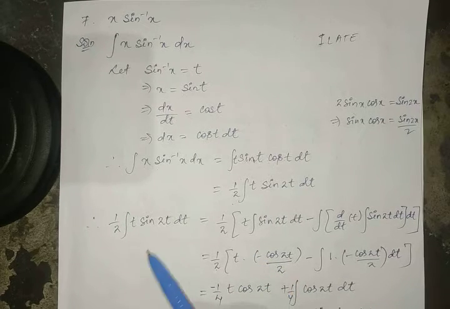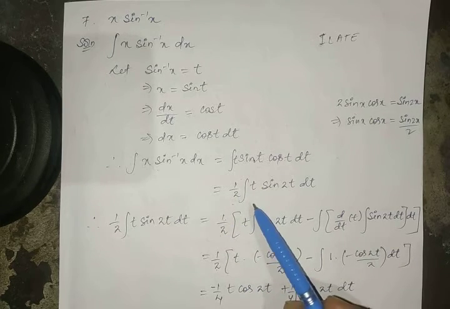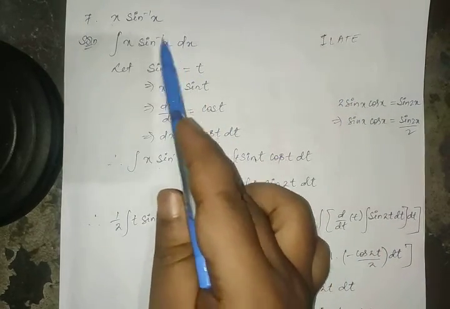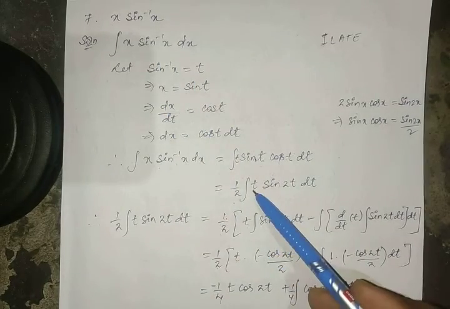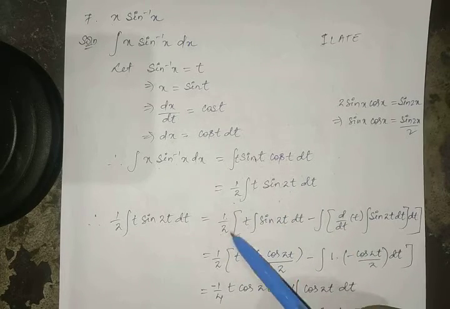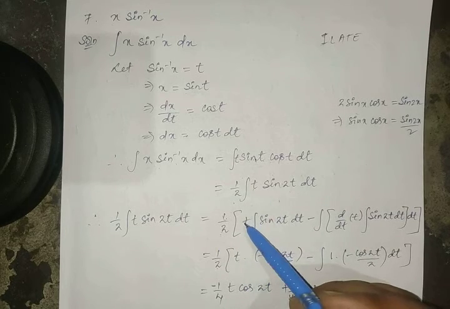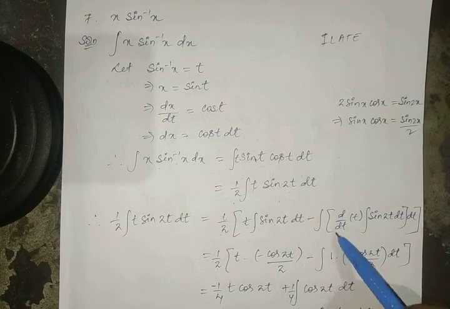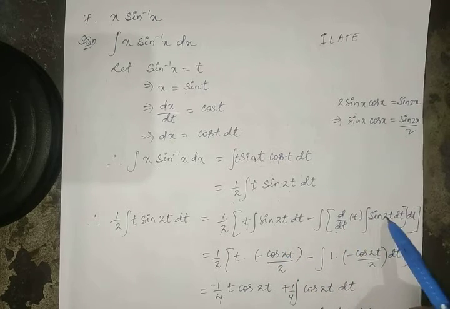So therefore half t sin 2t dt will be, so this half is constant, we'll write it outside. Now as I've already told, using ILATE, this inverse function we are treating as the first function. So sine inverse x we have considered t, so that means this t is the first function and this sin 2t is the second function. Then we'll apply the formula here. So first function into integration of second function, that is sin 2t dt, minus integration of differentiation of first function, that is d/dt of t, into integration of second function, again sin 2t dt.